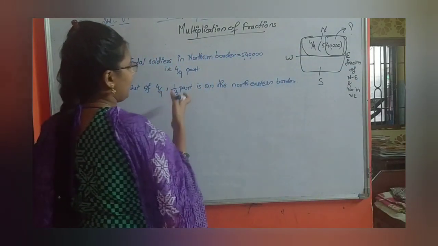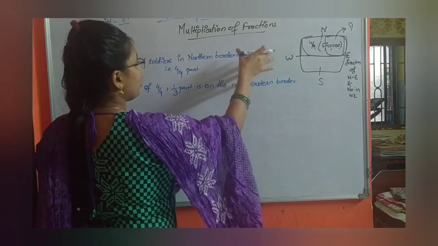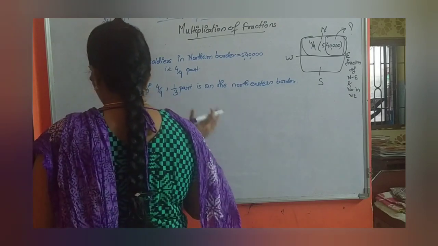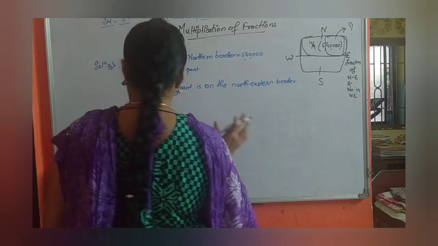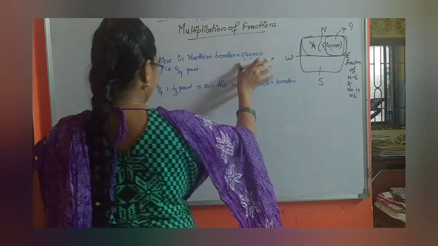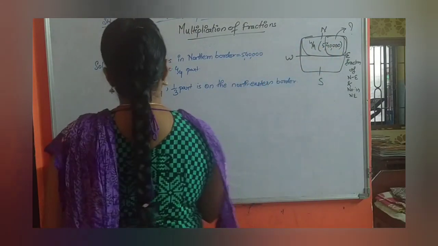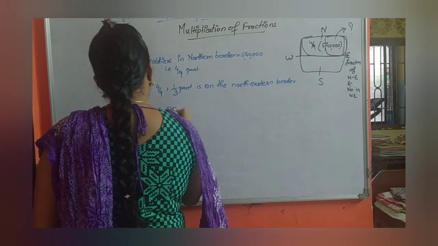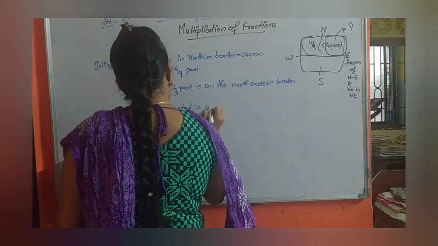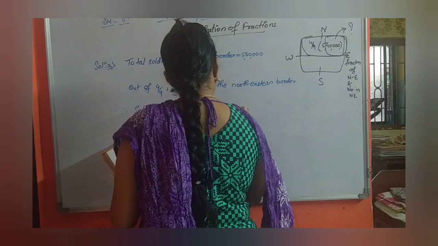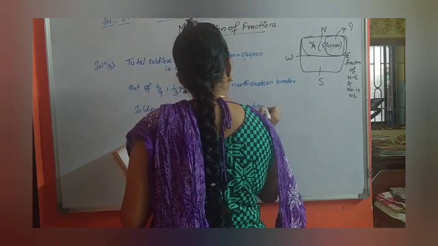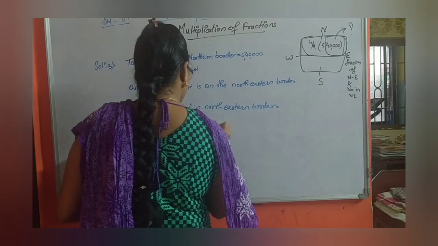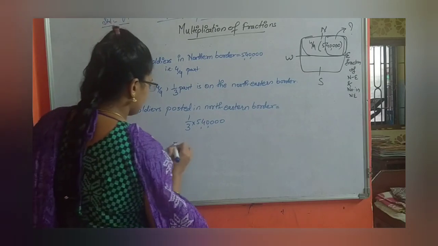How? We'll multiply the fraction of northeastern into the total soldiers in the northern border of any country. Now here we'll take the example of India. In India's northern border there are 5,40,000 soldiers. Out of that, 1/3 part is in the northeast. So therefore soldiers posted in the northeastern border equals 1/3 into 5,40,000.